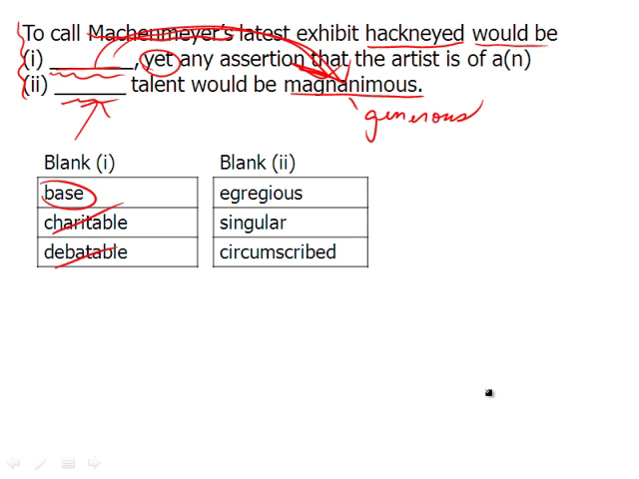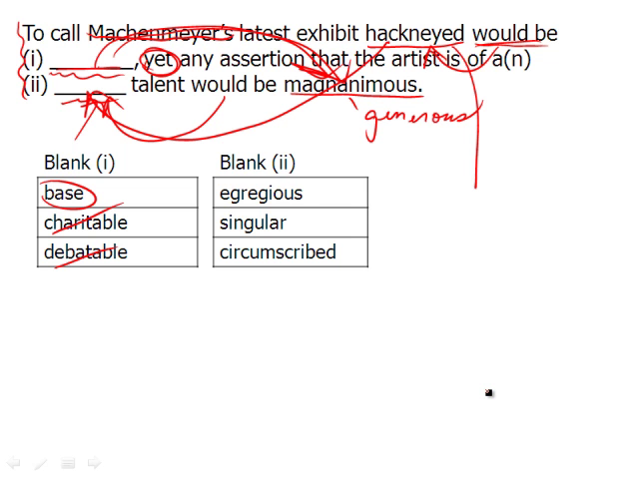Well, to say his latest exhibit is hackneyed would be blank. We know that the first blank matches up with magnanimous, and it says yet to say that he is of a blank talent would be blank. Well, what word came before the first would be? It was hackneyed. What comes before here? Well, it's the sort of talent he is. So again, what's the relationship between the blanks? They're opposites because of that yet. Therefore, the second blank has to be opposite from hackneyed.